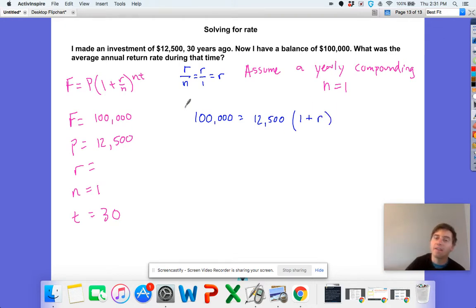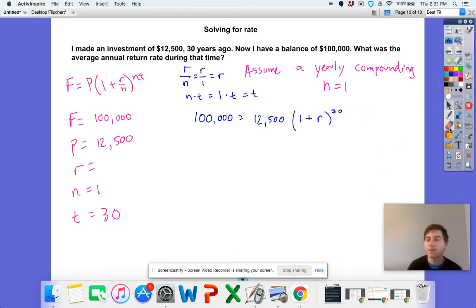And then same thing for nt. When it says n times t, well, n is 1, so 1 times t is just t. Right? 1 times itself is just t. So we're just talking about 30 right here. Okay, so we don't have to worry about those other guys. We've got to solve for r.